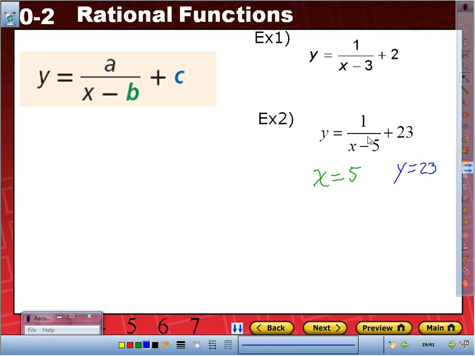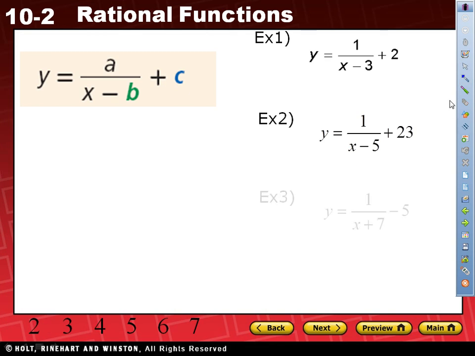Let's do another one. Here goes a curveball. Ready? All right, here it goes. Just wait on it. Here it goes. Y equals 1 over x plus 7 minus 5.